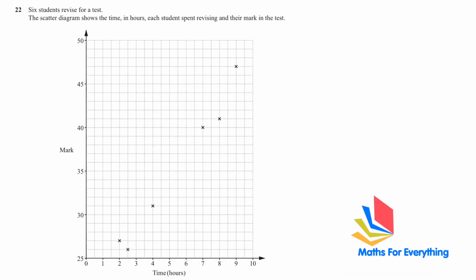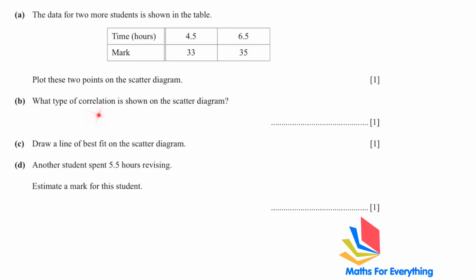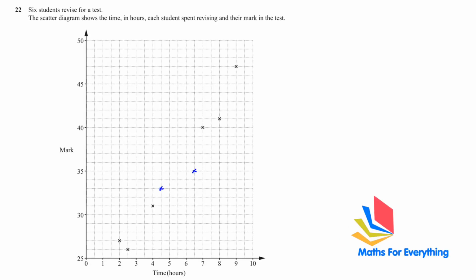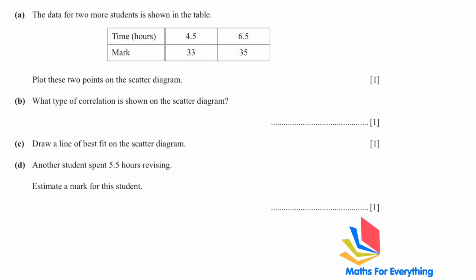So time is 4.5 hours and mark is 33. So that will be here. And then we have time 6.5 hours and mark 35. So we plotted both the points. Next, what type of correlation is shown on the scatter diagram? We can see that the points are going upwards. So it's a positive correlation.